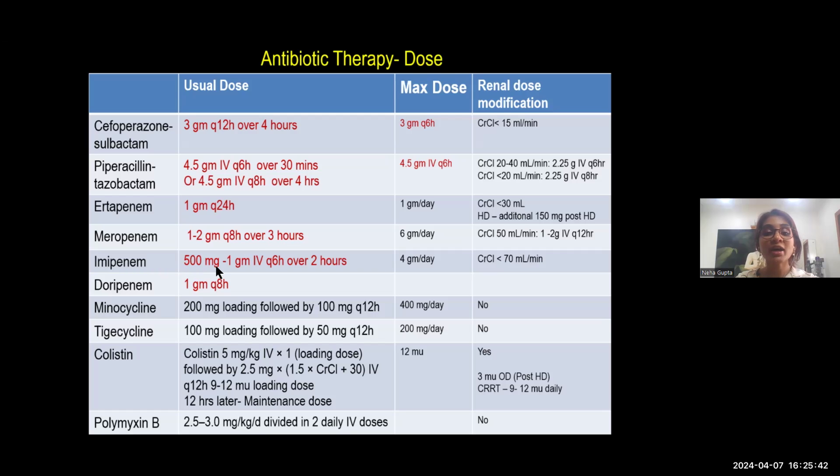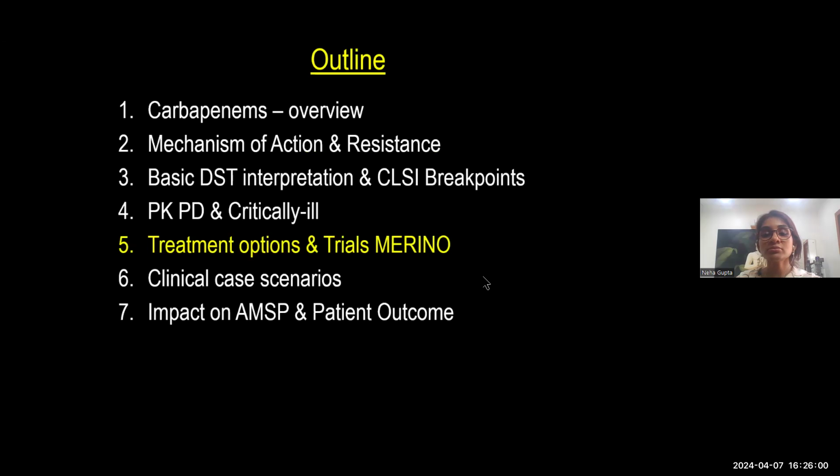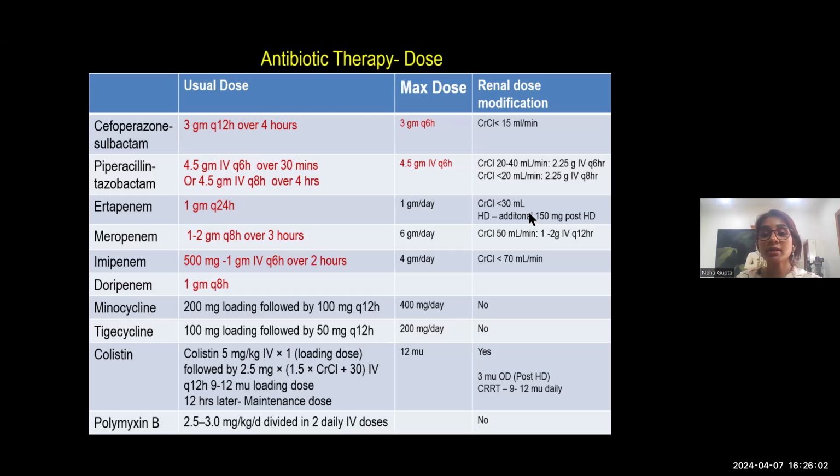Imipenem is usually 500 milligrams given 6 hourly, or it can be 1 gram IV 8 hourly. The infusion time is over 2 hours for imipenem, and it is 3 hours for meropenem. And the doripenem dosage is 500 milligrams to 1 gram 8 hourly. As they are renally cleared, renal dose modification is also recommended.